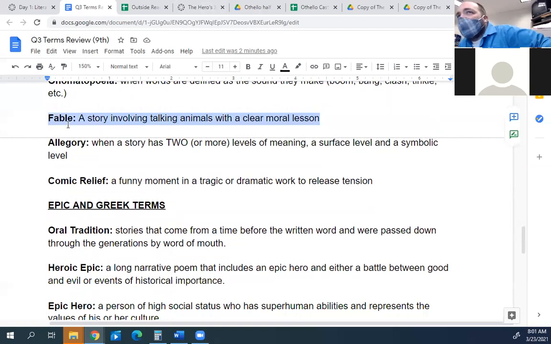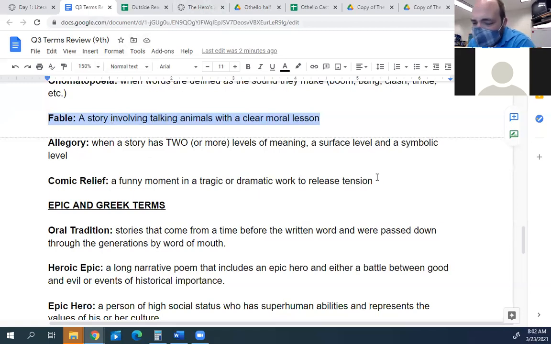Allegory is when a story has two or more levels of meaning, a surface level and a symbolic level. For example, Sisyphus. You guys remember Sisyphus with the boulder, pushing it up the hill and it rolling down? On the surface, it's just about a dude pushing a boulder up a hill, and then every time he gets to the top, the boulder rolls back down, and he has to push it up the hill again. On an allegorical level, that's your work day, every day of your life, right? So it's about all of us and our constant, repetitive, unending struggle to get up and go to work and be productive and then do it all again tomorrow. So it's an allegory.